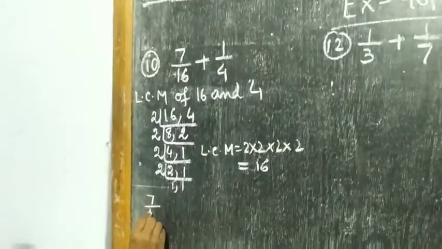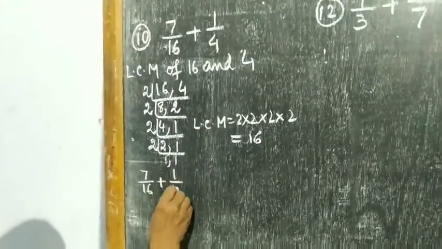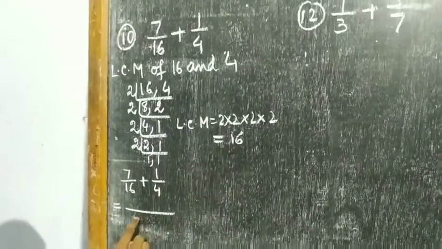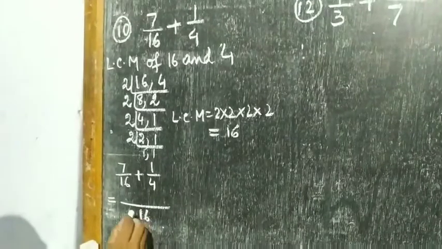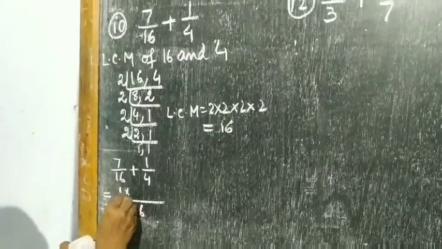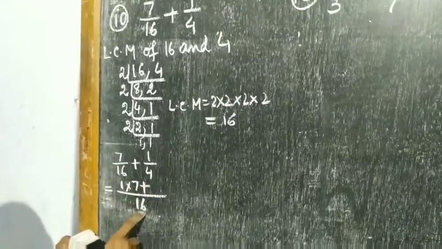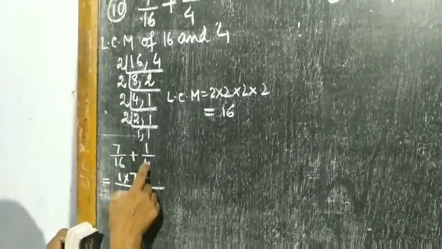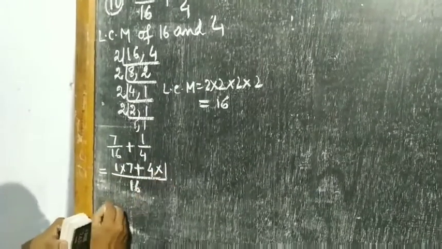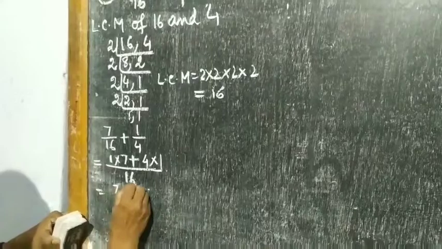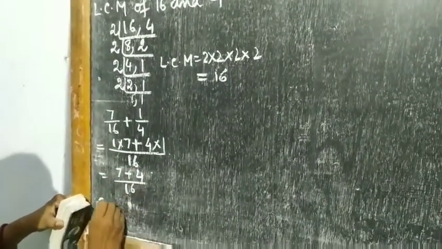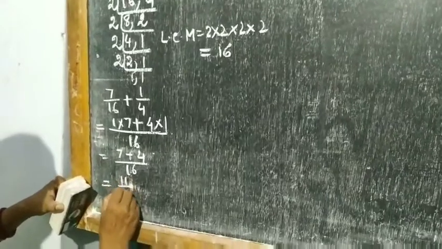Now children, you write the sum 7 by 16 plus 1 by 4. So what is the LCM? 16. So you write in the denominator 16. Now you divide 16 by 16. That is 16 divided by 16, 1, into 7. Plus again you divide 16 by 4. So 16 divided by 4, 4, into 1. So it will be 7 ones are 7 plus 4 ones are 4, by 16. So 7 plus 4, 11 by 16.